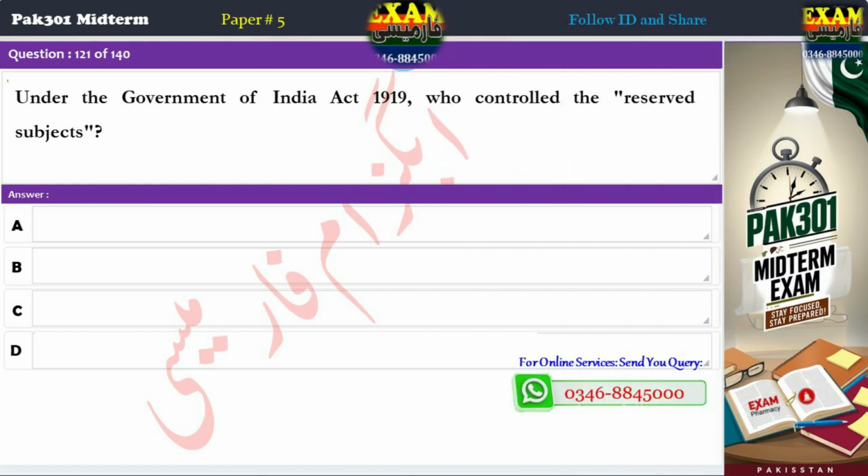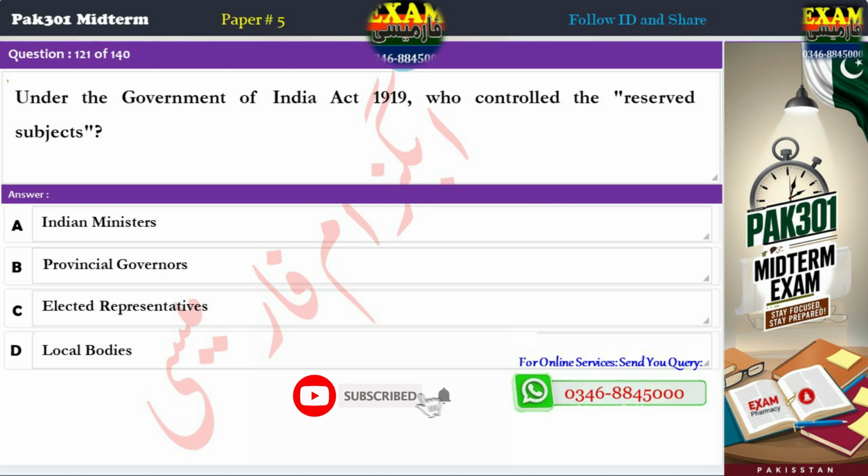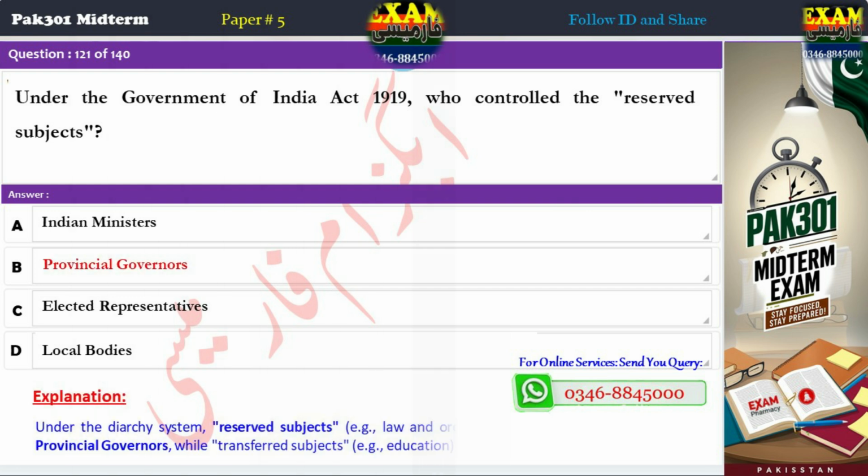Question 121. Under the Government of India Act 1919, who controlled the reserved subjects? A. Indian ministers. B. Provincial governors. C. Elected representatives. D. Local bodies. Correct answer: B. Explanation: Under the diarchy system, reserved subjects, e.g., law and order, remained under the control of the provincial governors, while transferred subjects, e.g., education, were given to Indian ministers.